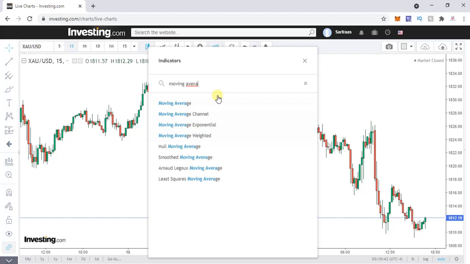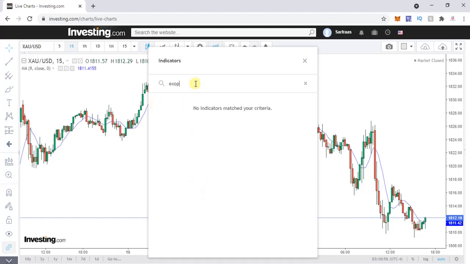So let's select moving average over here, and you can see there is another one called moving average exponential.